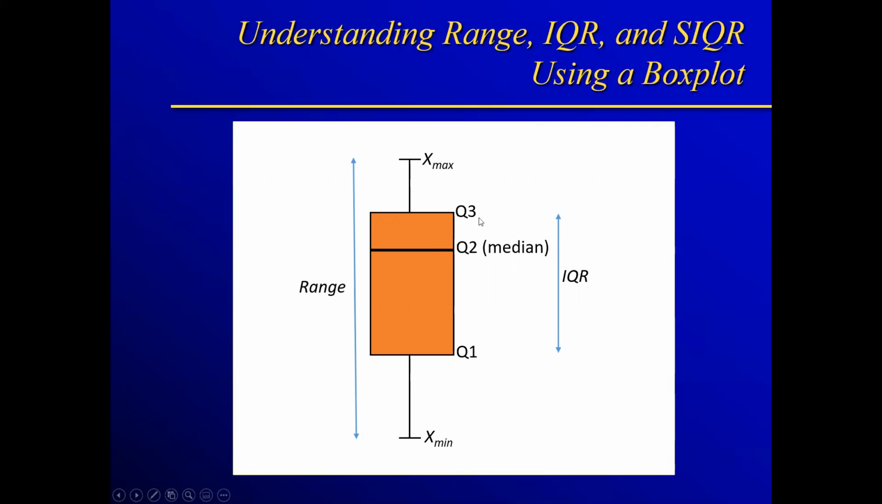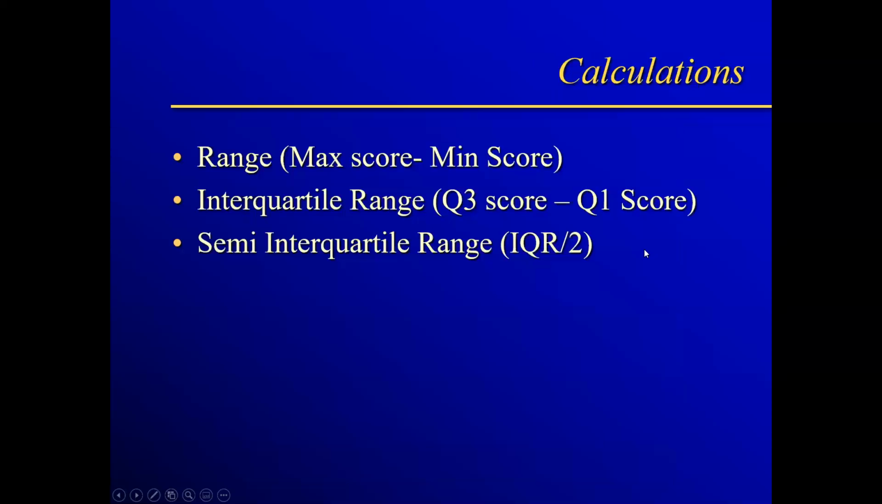So the range is just the max value minus the min value, so that range over here encompasses all of the data. The interquartile range is just Q3, that 75th percentile, minus Q1, that 25th percentile. And the SIQR is just the IQR divided by 2, and it tells you how far away people stray from the median. Here are these basic calculations on this slide, so you can come back and go to one slide to figure this out.